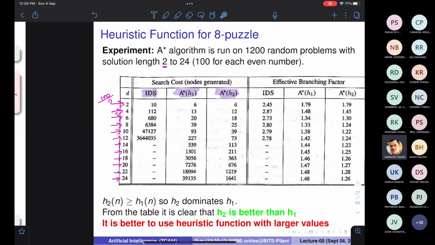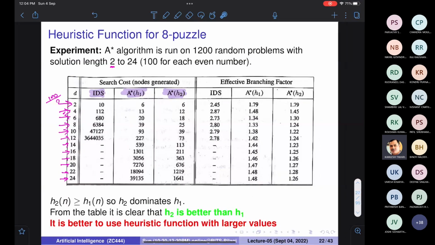A few minutes back, we have seen that there is a mathematical formulation. If you solve it, we can find out the value of b. Find out the value of b for the A star with H1, it comes out to be these values. For H2, it comes out to be this value. You can see 0.45, 0.25, 0.46, 26, 27, 28, 26. See that it gets kind of stabilized. It is something like 1.5, and for H2 it is 1.26.